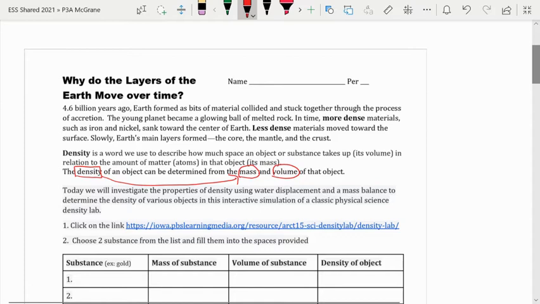Today, we're going to investigate the properties of density using water displacement. Okay, so water displacement is something that we're going to be talking about. Come on, Pat. Water displacement.